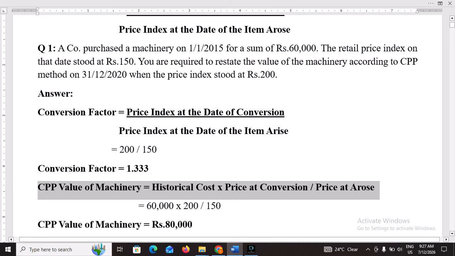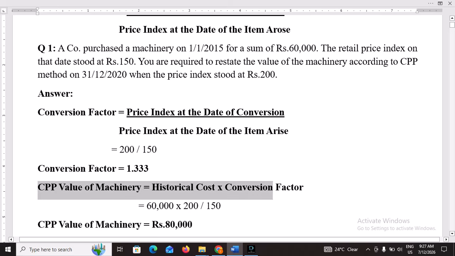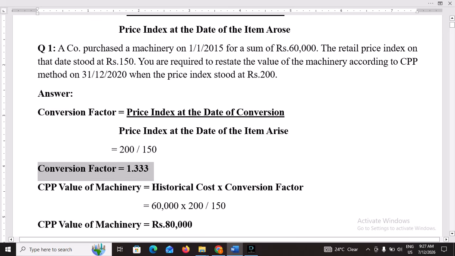So historical cost into conversion factor. Historical cost means the purchase price of machinery, which is rupees 60,000. So historical cost is rupees 60,000 into conversion factor. The conversion factor is 1.333.